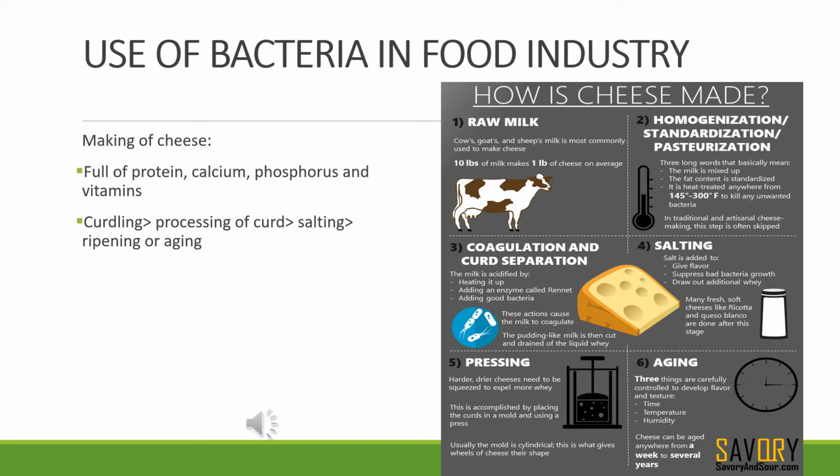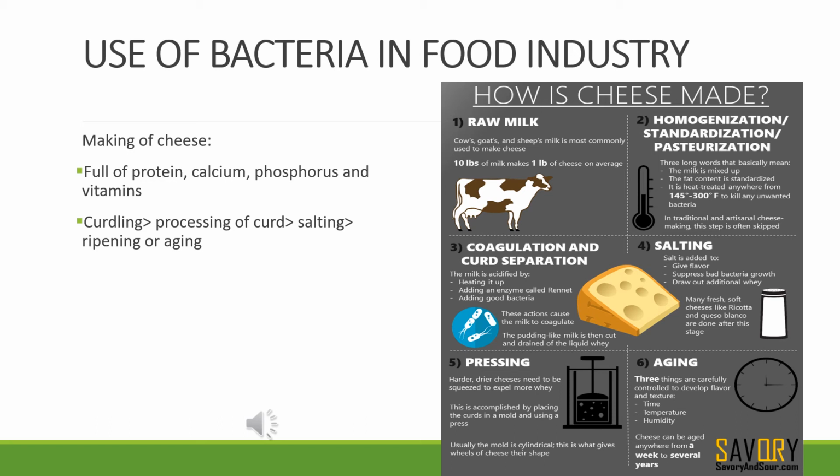Then the step that comes next is coagulation or curdling and curd separation. This is the step where the curd making bacteria, or coagulating bacteria, is added along with an enzyme called rennet. What adding the bacteria and rennet will do is coagulate the milk, and the water portion of the milk will be separated. That liquid portion is called the whey. Now the whey is separated and only the solid portion of the milk is obtained.